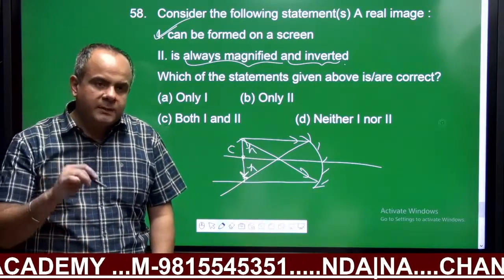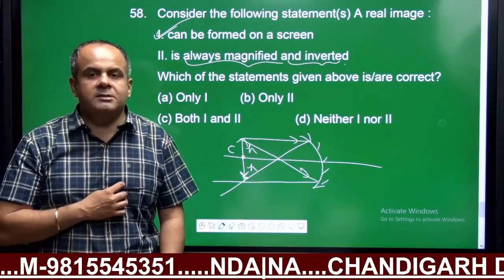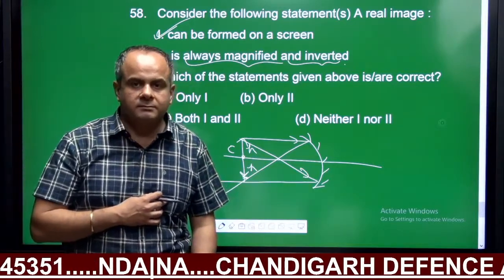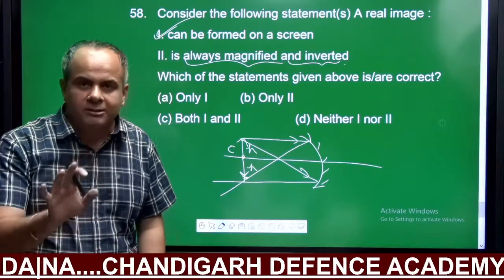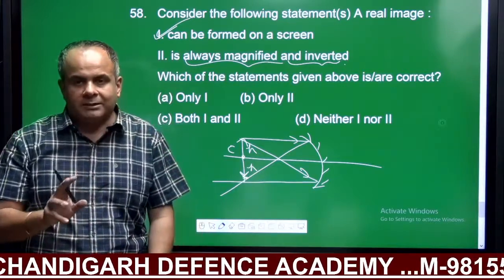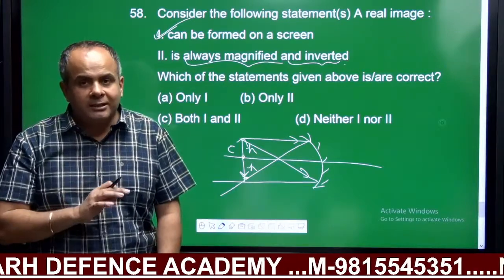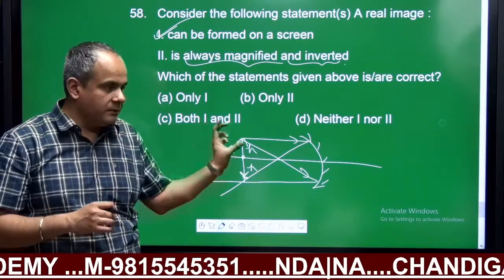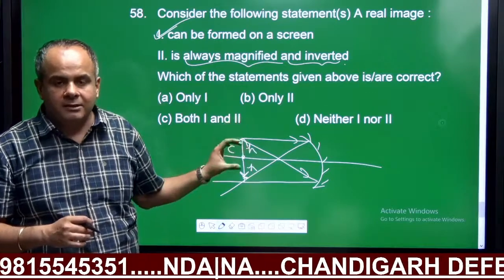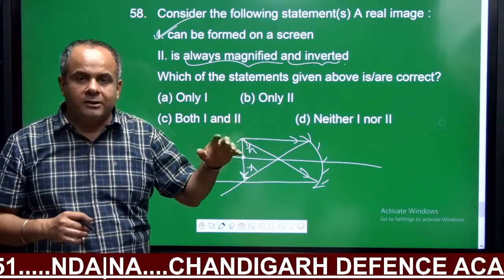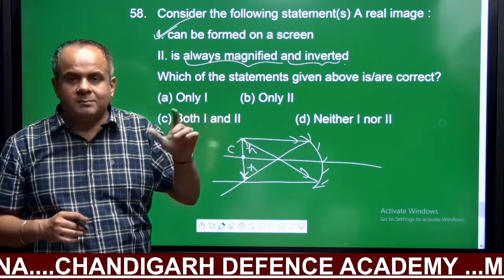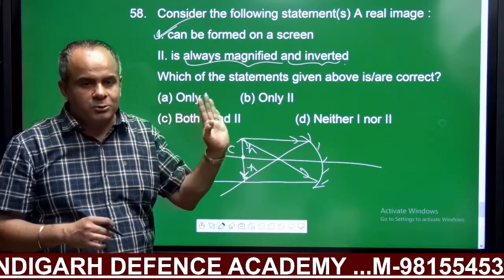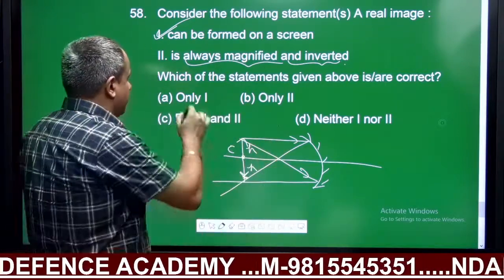Yes, it has been inverted, and believe me, real images will be mostly inverted. In fact, they are inverted. If you talk about a single setup, there is no guarantee that they will be magnified every time. Here the height is the same. They are having the same height. So it is of the same dimensions, but it has been inverted. So statement 2 is not correct.